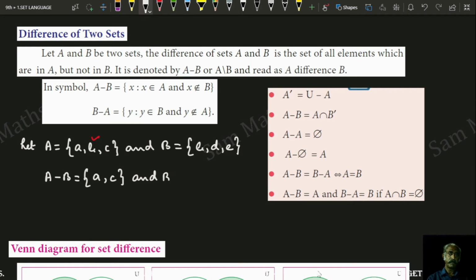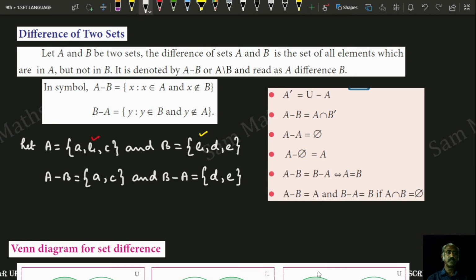And B minus A is equal to, now the result must be from B. You can take out the common element. Here again B is common. B minus A, you have to write the rest of the elements. That is B comma A. This is B minus A. You must know the difference between A minus B and B minus A.